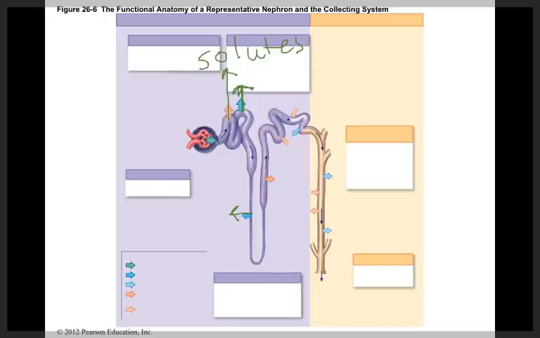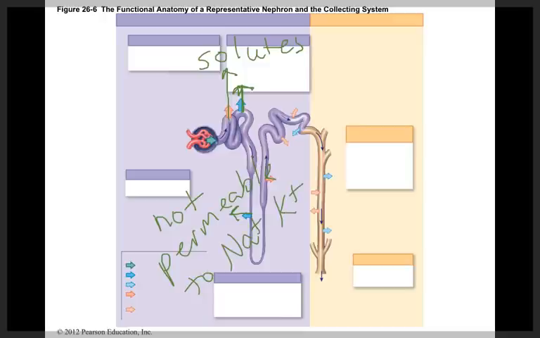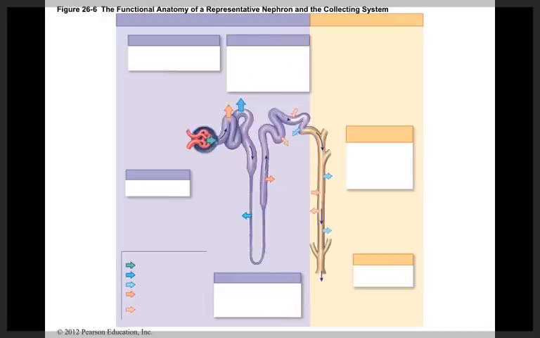Now this descending limb is not permeable to solutes. So things like sodium, potassium, chloride, magnesium, those things are not going to be able to be reabsorbed in the descending limb. In the ascending limb of the nephron loop, it is impermeable to water.